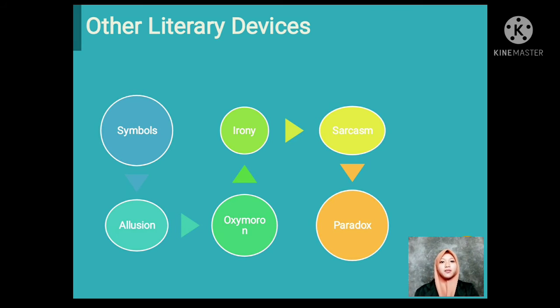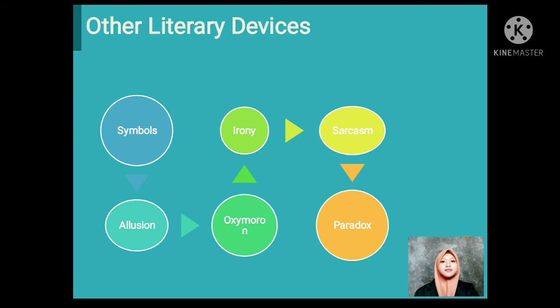Epigraph. Epigraph is a quotation at the beginning of a literary work to introduce its theme. Next is irony. Irony is a literary technique used to create meaning that seems to contradict the literal meaning or events, such as verbal, situational, and dramatic.